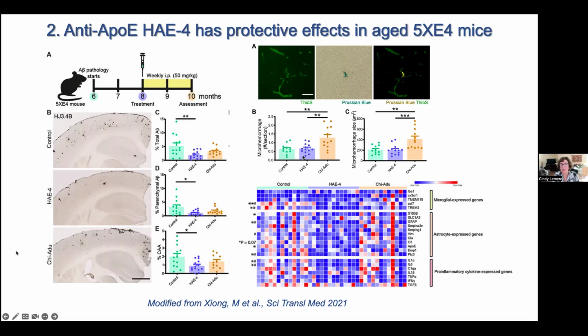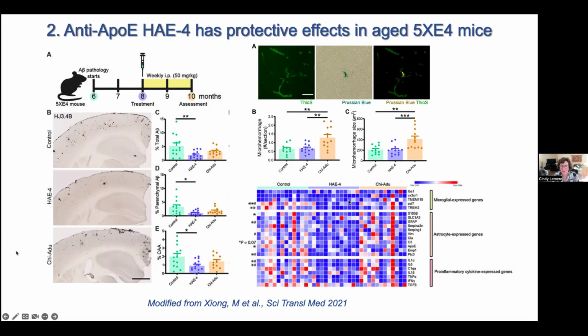So this is an antibody that does not increase hemorrhages and therefore does not seem to be associated with ARIA. And then they looked at, this was sort of a prescribed RNA-seq. This is really qPCR, but looking at their control mice, the ApoE antibody mice and the chimeric aducanumab mice.